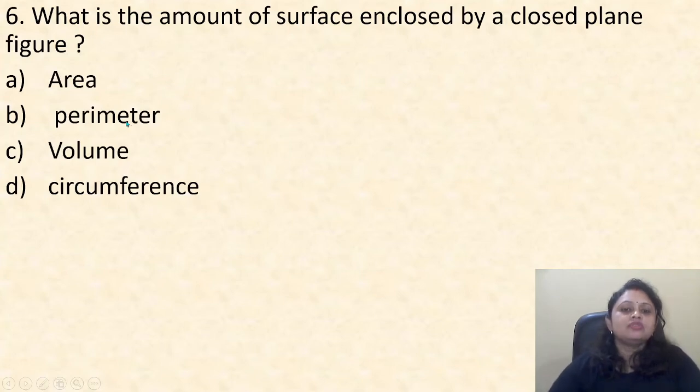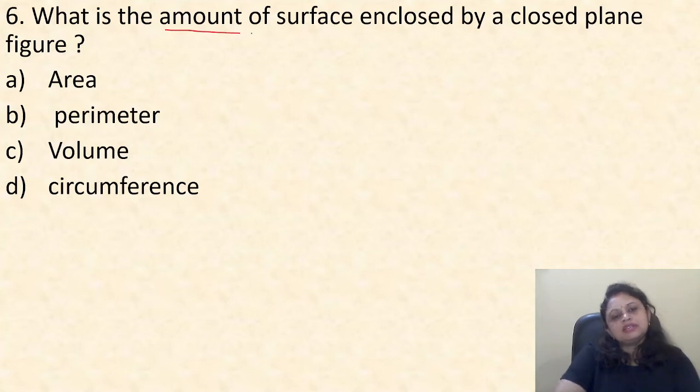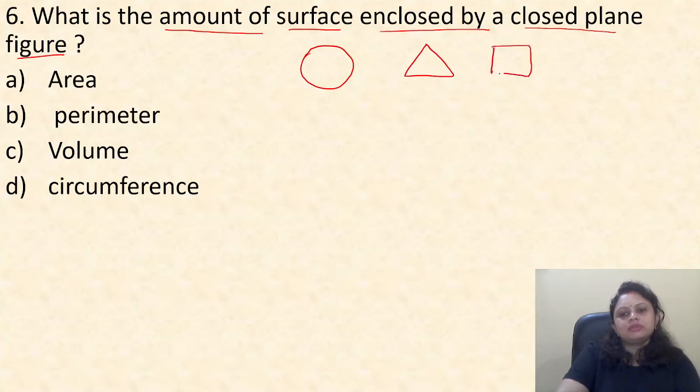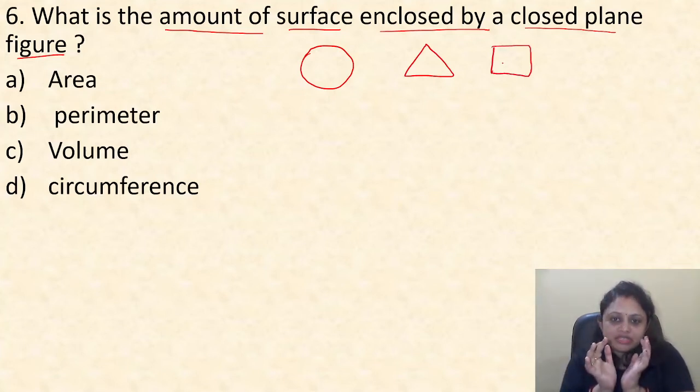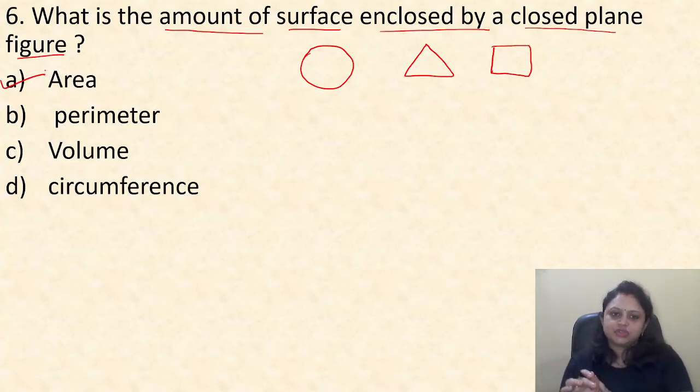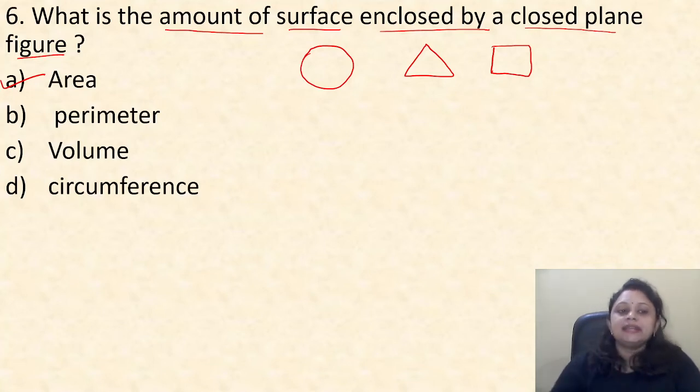What is the amount of surface enclosed by a closed plane figure? Option A, area, B, perimeter, C, volume, D, circumference. So in the question it is given, what is the amount of surface enclosed by a closed plane figure? Suppose it is a closed plane figure, it is also a closed plane figure. So the amount of surface enclosed, we call it the area of that structure. So here the correct answer is option A, that is area.